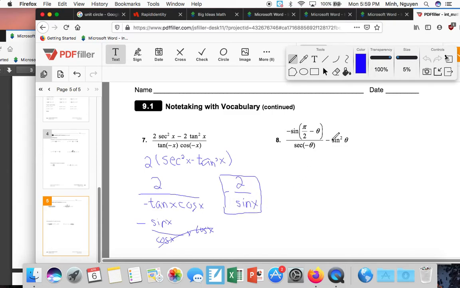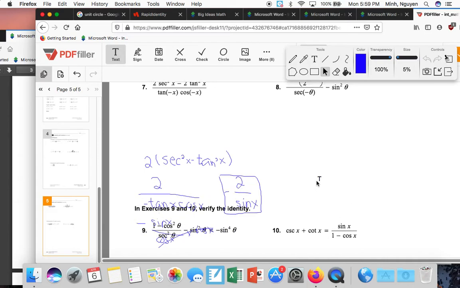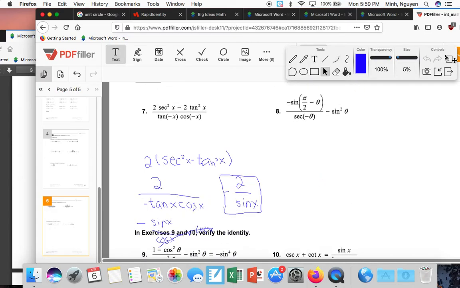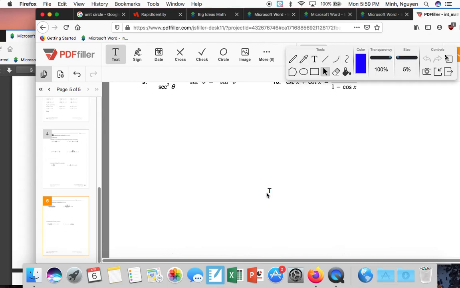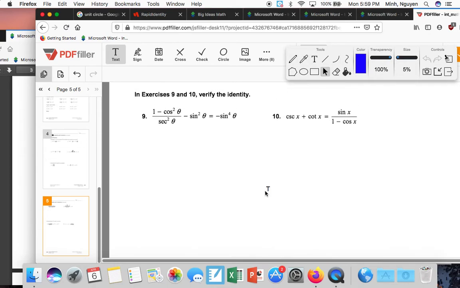Okay, and then for this one, I'll leave that one up to you. But if you have any questions, then let me know, and we'll work on it. Otherwise, that is section 9.1. Oh, shoot. Let me just clear this. Okay. In exercises 9 and 10, verify the identity.